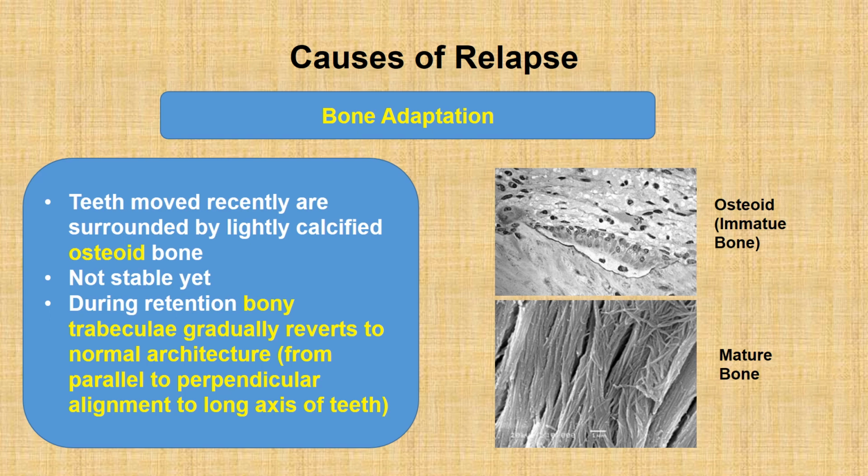Now, the second factor is the bone. Now, when teeth have been moved recently, the nature of the bone is that it is a lightly calcified osteoid bone. Now, this bone is not stable yet, and during retention, the bony trabeculae gradually revert to a normal architecture, meaning the fibers change from a parallel to perpendicular alignment to the long axis of the teeth.